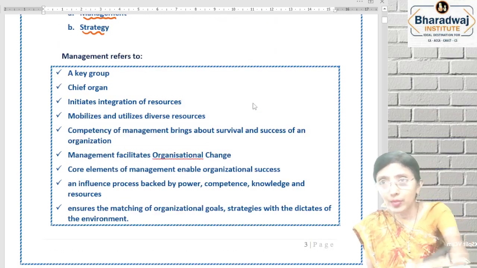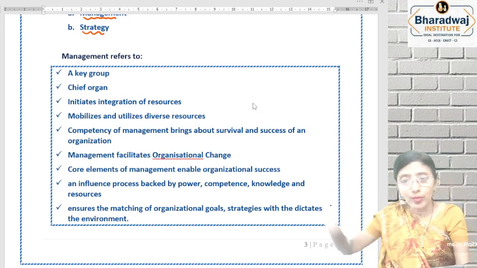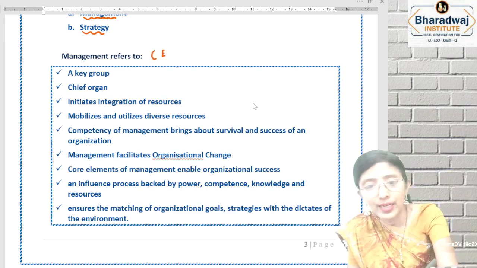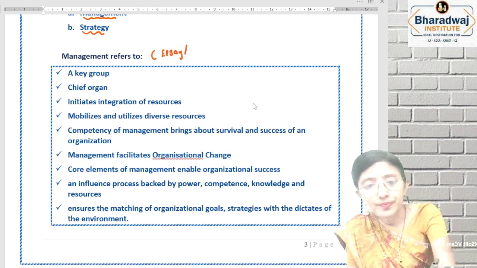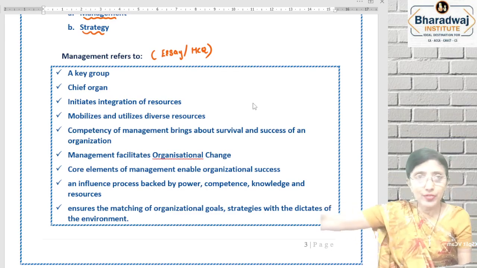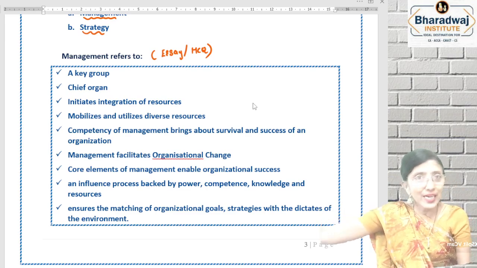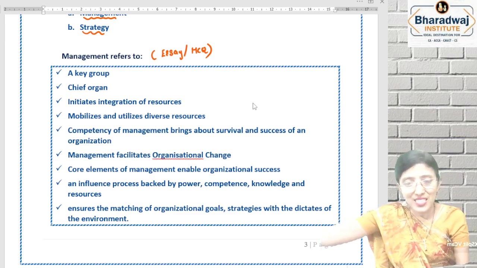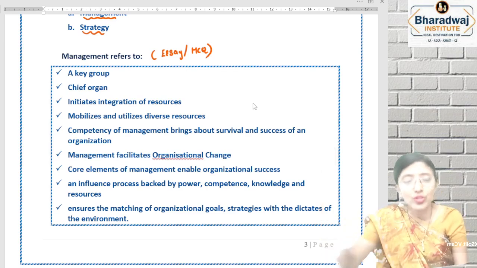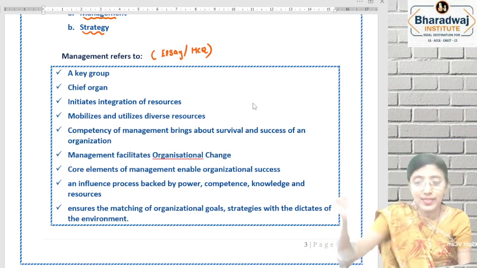Yes. Now regarding management, if you look at your parent source, all these are the core elements, be it essay type or MCQs. MCQs on correct and incorrect sentences are very important. Management refers to a key group. It's a chief organ. It initiates integration of resources. It mobilizes and utilizes resources. It is a competency which is important for the survival and success of the organization. Management facilitates organizational change and ensures organizational success.